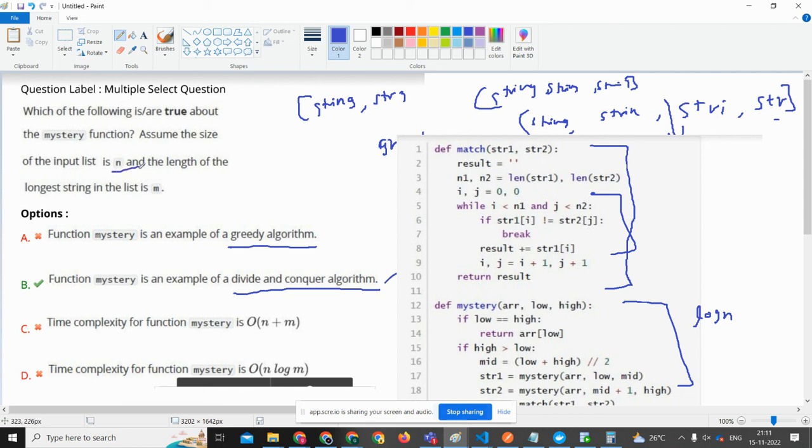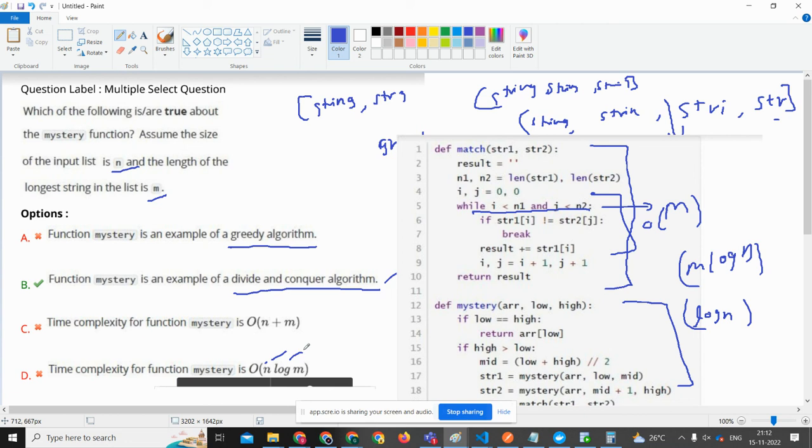So let's come back here. What is n and what is m? m is the longest string in the list, right? So this iteration is going to go for m steps at most, O of m. And this is going to be log n. So this is going to be m log n. Am I right? Given that, O of m log n.